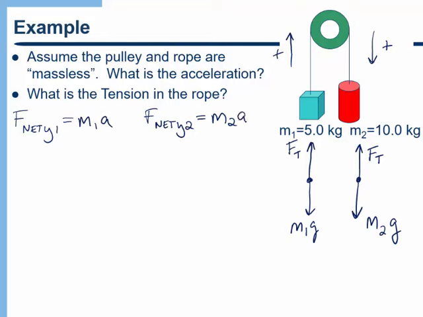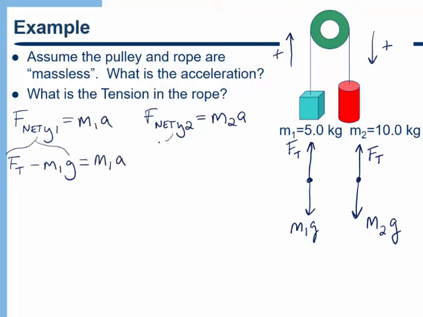Okay, so now let's go ahead and identify what forces make up that net force. For object number 1, you'll notice that we have two forces acting. The tension is up and m1g is down. So Ft minus m1g is equal to m1a.